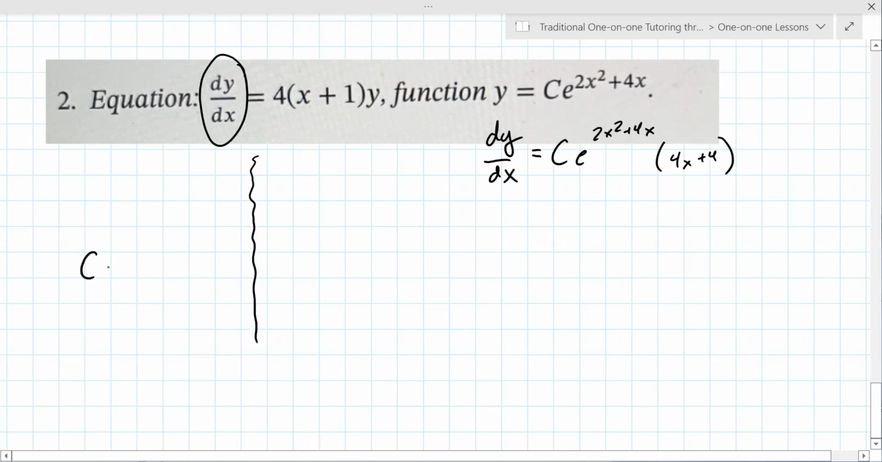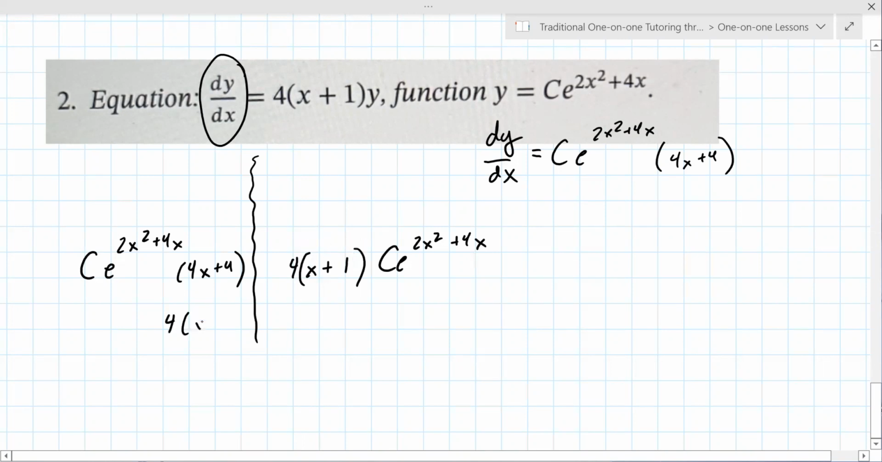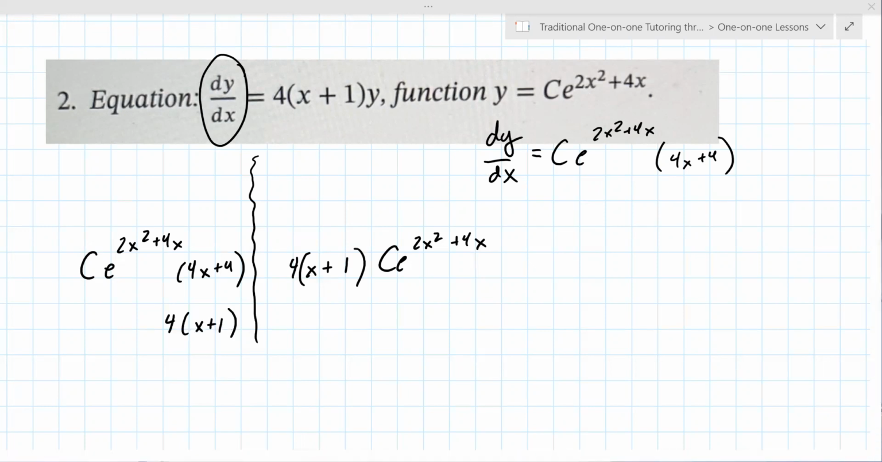So it's c e to the 2x squared plus 4x times 4x plus 4. On the right, it's 4 times x plus 1 times y, and y is that ce to the 2x squared plus 4x. You're trying to decide, are they the same? And they are the same. Factor out a 4 on the left, or on the right, distribute it in. Either one is fine. Doesn't really matter, but they should look the same. That's it. There's nothing more to do on that one.